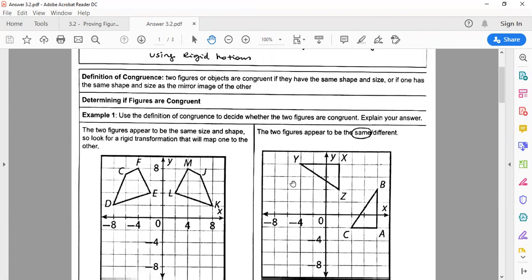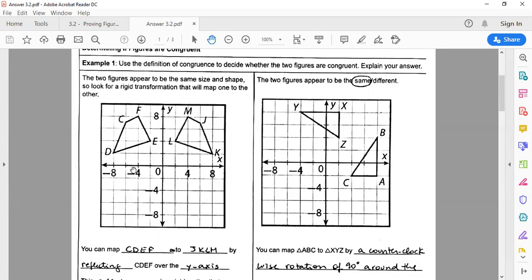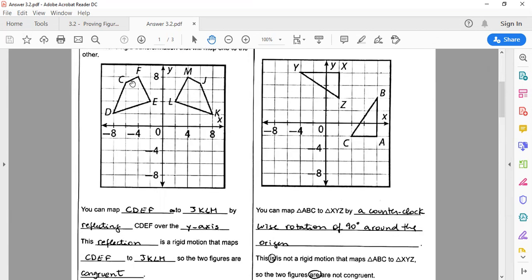Okay, let's look at the first example. Use a definition of congruence to decide whether the two figures are congruent, and explain your answer. In this first example, we have these two figures, CDEF and LMJK, and we're trying to show that they are congruent. If we can show that there is a rigid motion that maps one of the images to the other, then they are congruent. It looks like CDEF and MLJK look the same shape and size.